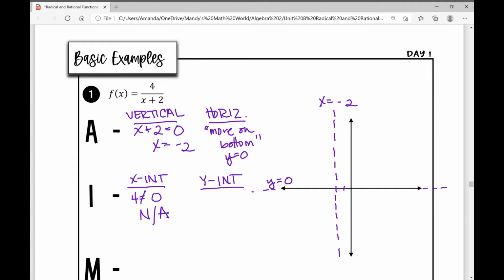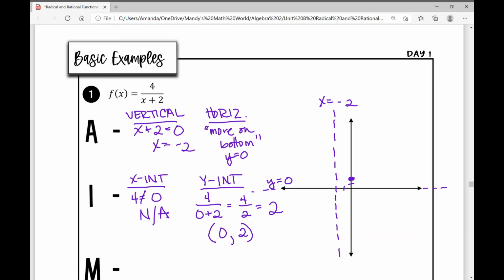So let's look for our y-intercept. The y-intercept is when x is 0. So what I'm going to do is plug in 0 for x. So 4 over 0 plus 2 is just 4 over 2, which is 2. So if I write that as an ordered pair, it's (0, 2). And let's graph that.